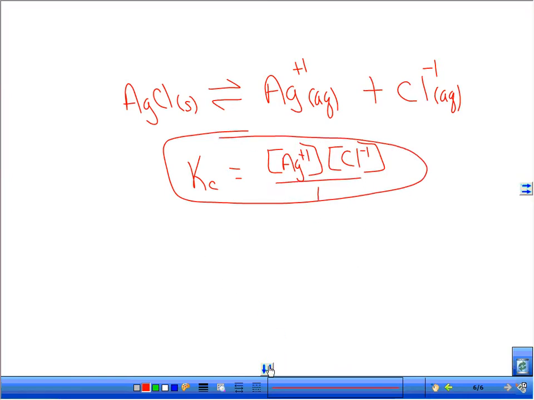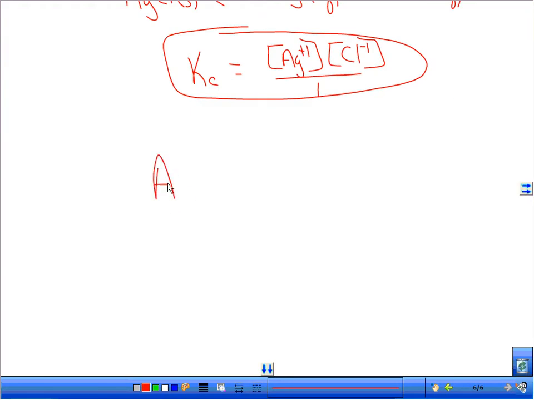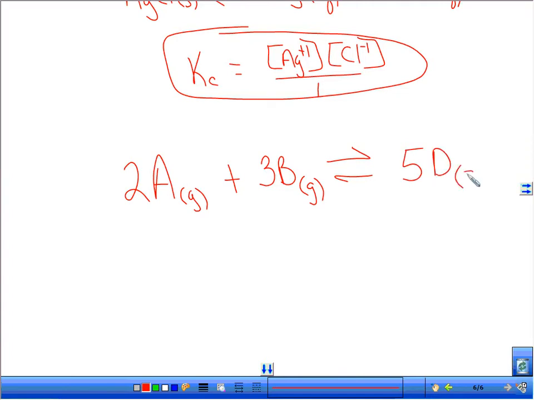If we had something that looked like this, I did a little generic. If we had 2A, which was maybe a gas, plus 3B, which we'll just say is a gas as well. And then we have this double arrow, and maybe it made 5D, and this 5D somehow became a solid there. So when we went to write our Kc expression for this, you would not have a top because this is not getting written. And I'll just tell you, this is what students tend to miss. They will put solids or they'll put liquids.